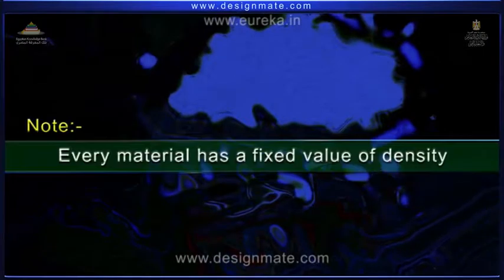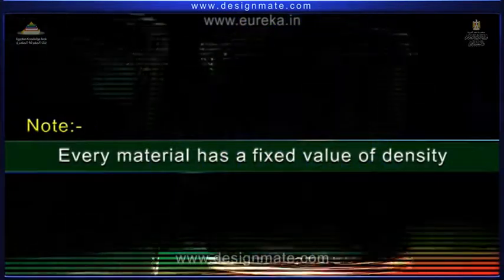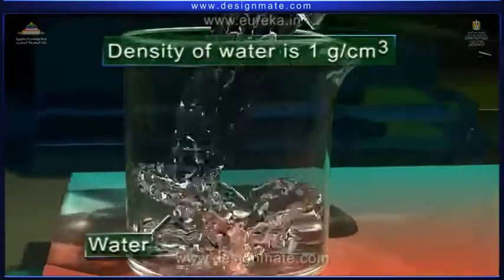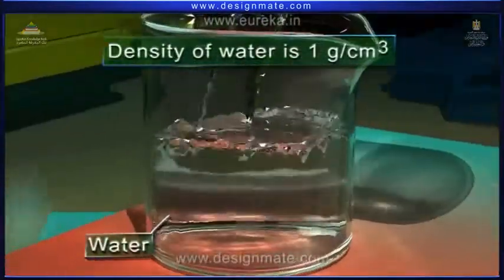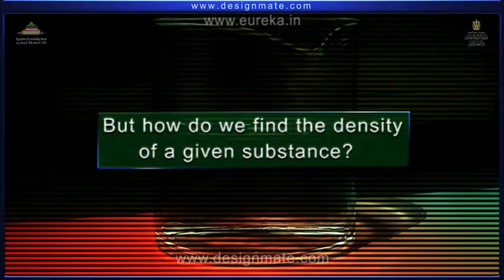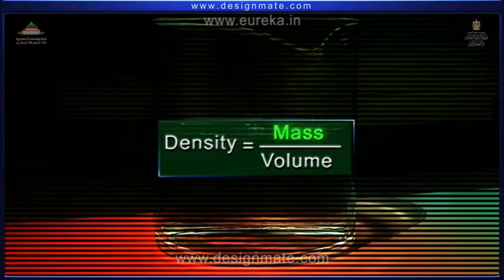It should be noted that every material has a fixed value of density. For example, density of water is 1 gram per centimeter cube. But how do we find the density of a given substance? Density can be found by dividing mass of the substance by its volume.